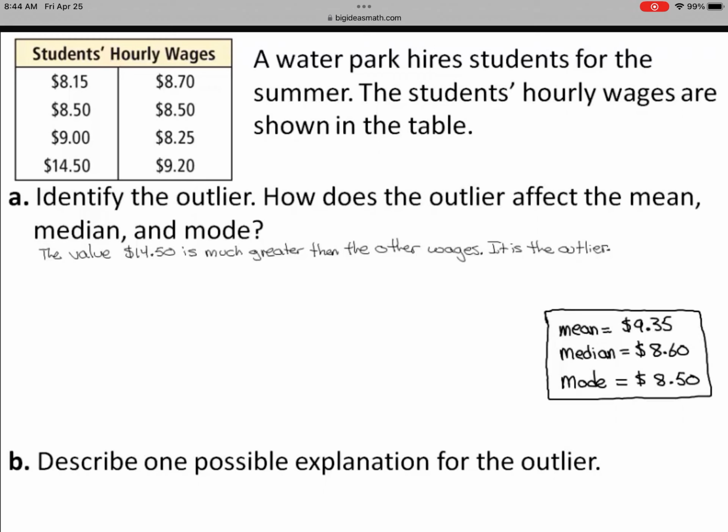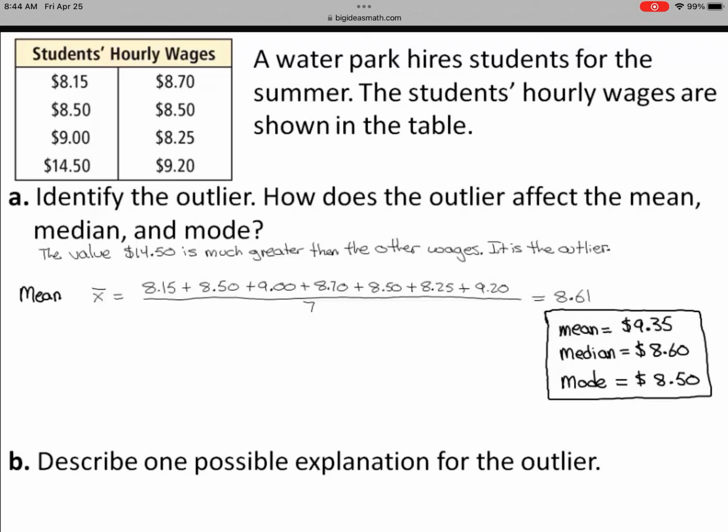Then find the mean, median, and mode of the data without the outlier. First find the mean. The mean x-bar is given by the sum of the values shown in the table except the outlier divided by 7, which equals $8.61.